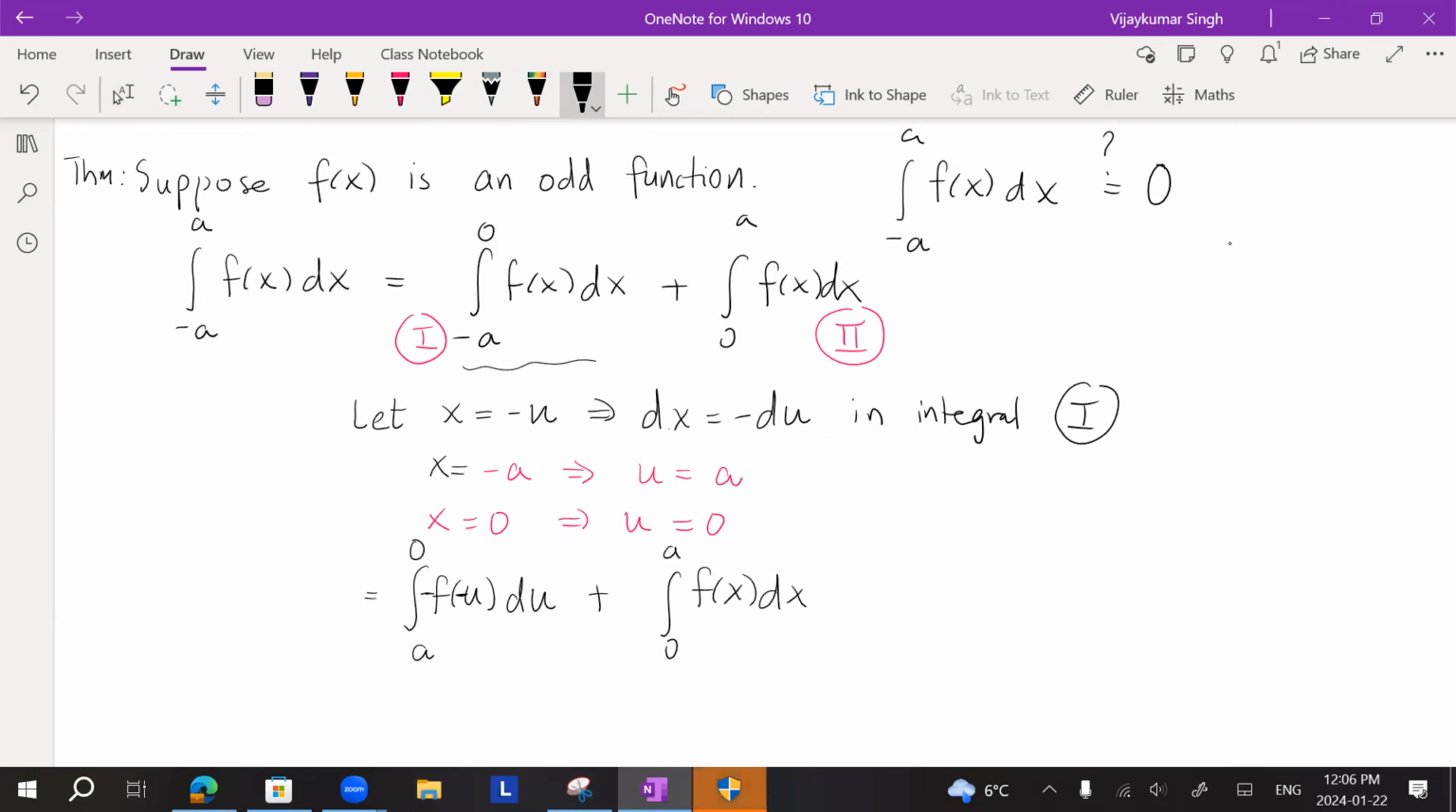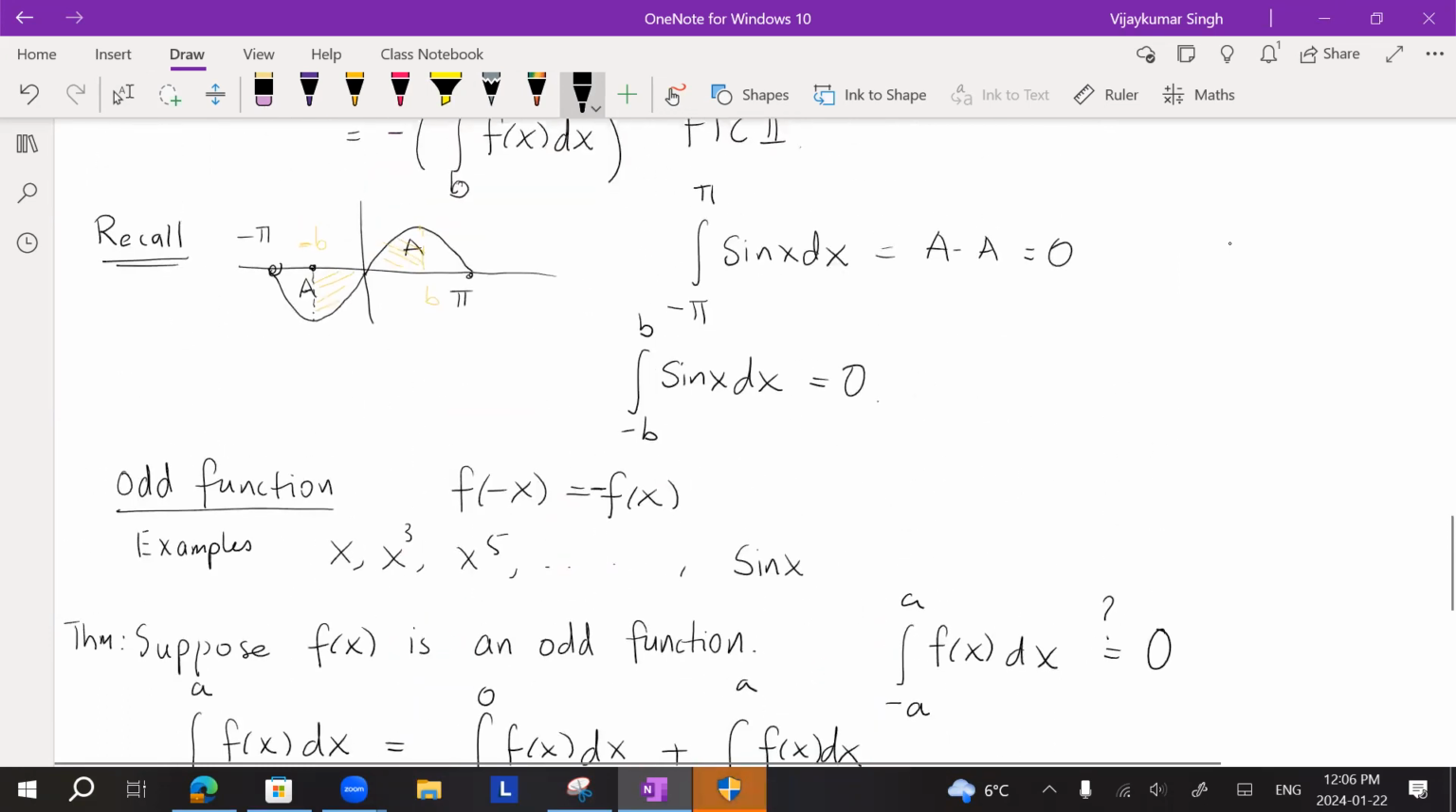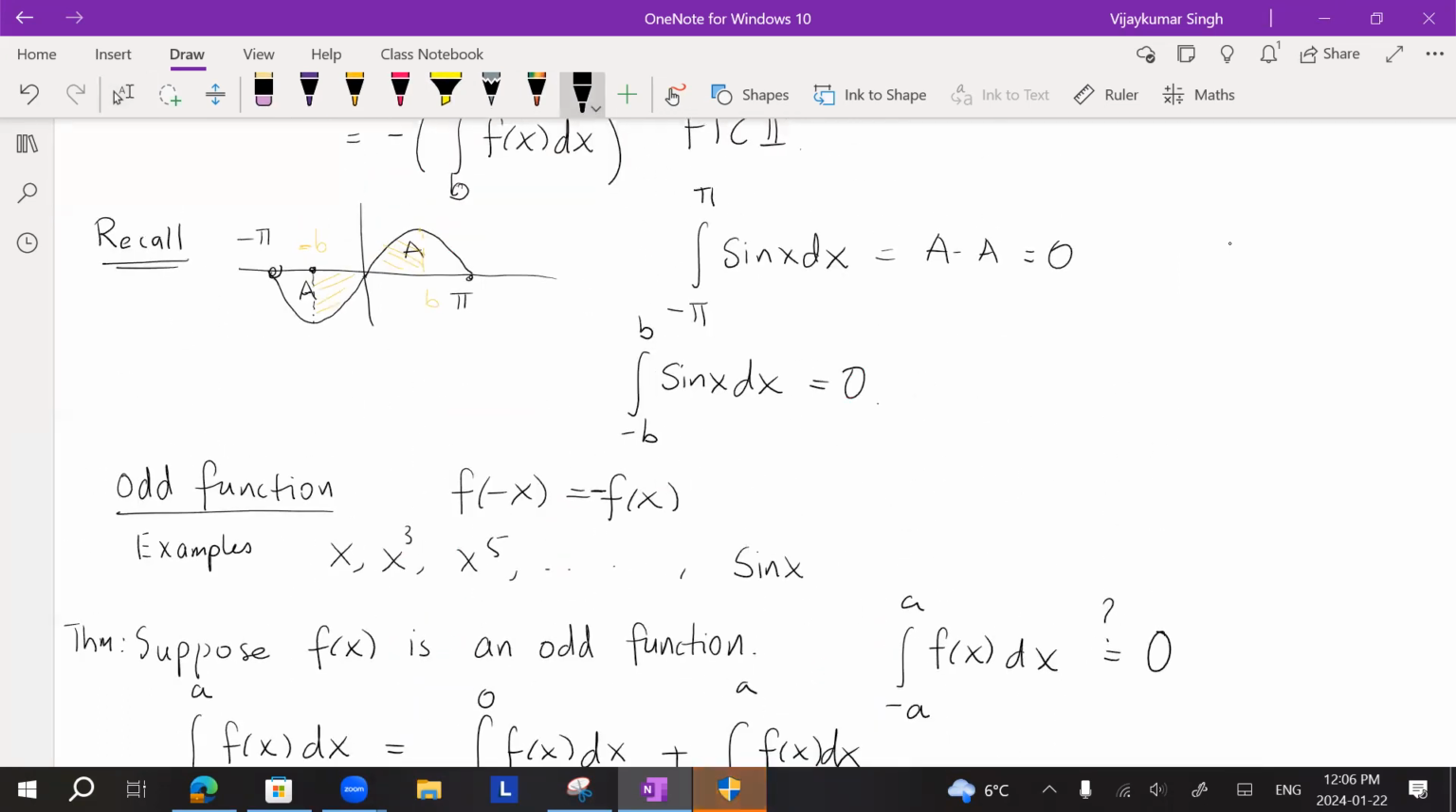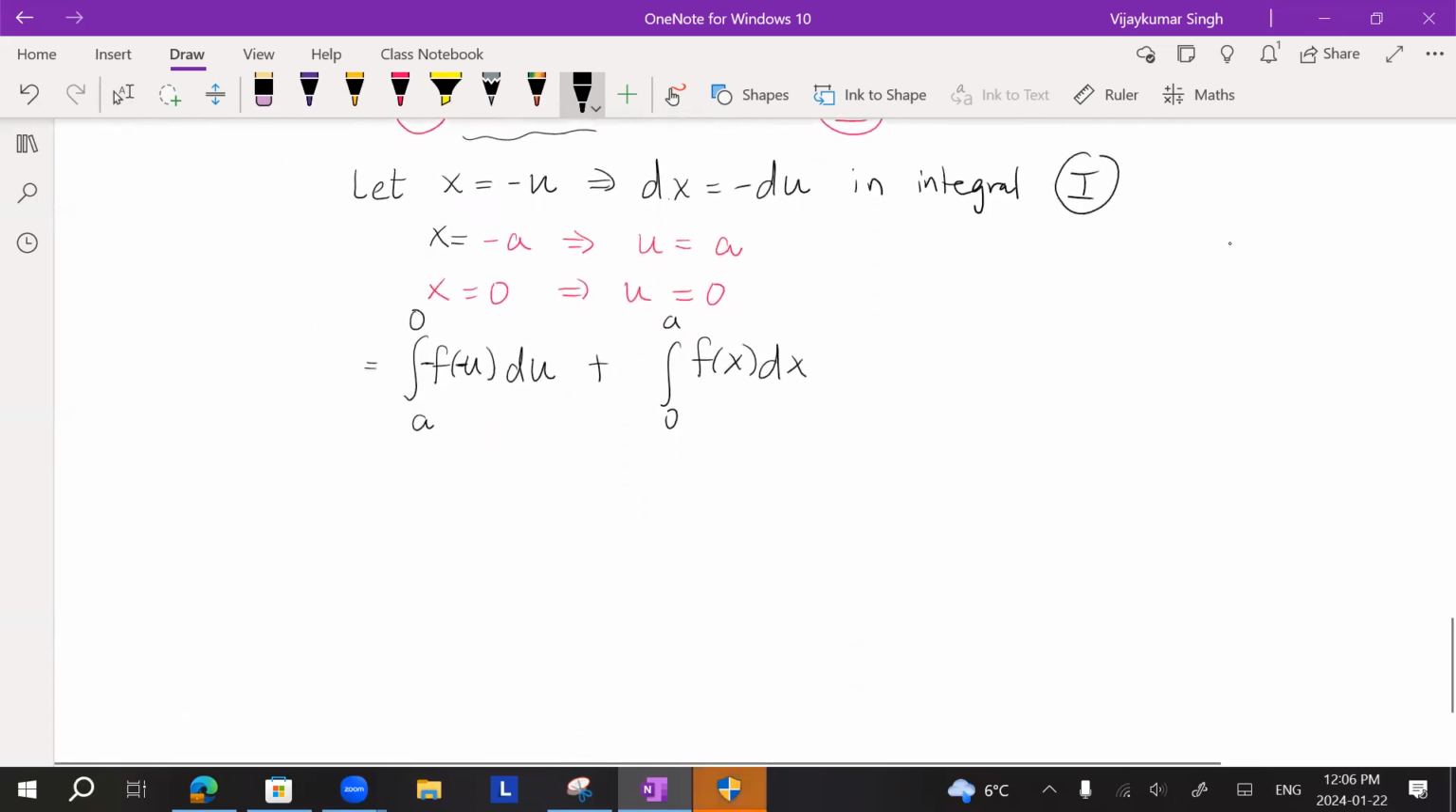As you can see where this is going, the area from minus a to 0 we have with the minus sign, and this area we have with the plus sign. So we are going to show that one is the negative of the other. So this will become a to 0. Now f is an odd function, so f of minus u is minus f of u. That minus and this minus will cancel each other, and we have f of u du.